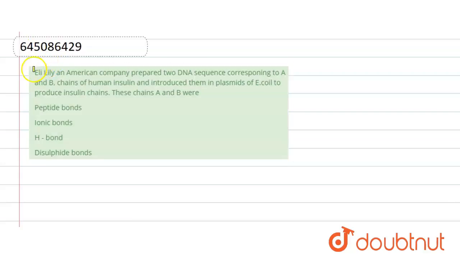Hello, students. Welcome to Doubtnut. So, our question is, Eli Lilly, an American company, prepared two DNA sequences corresponding to A and B chains of human insulin and introduced them in plasmids of E. coli to produce insulin chains. These chains A and B were linked by what type of bonds? These are our options: ionic bonds, H bond, meaning hydrogen bond, peptide bonds, or disulfide bonds. So we have to say which type of bonds were present.